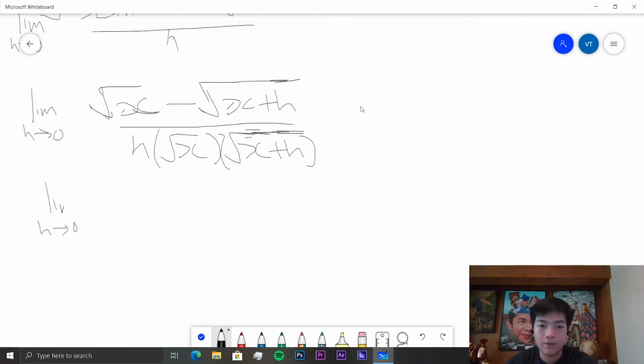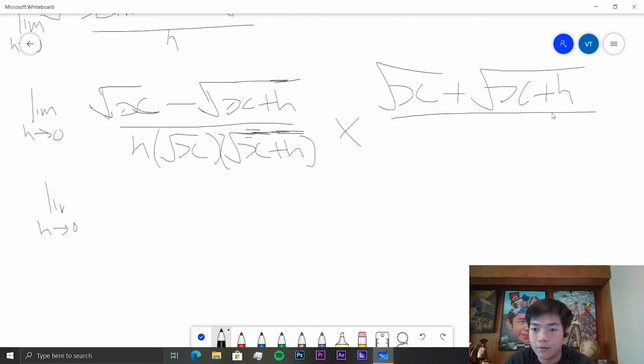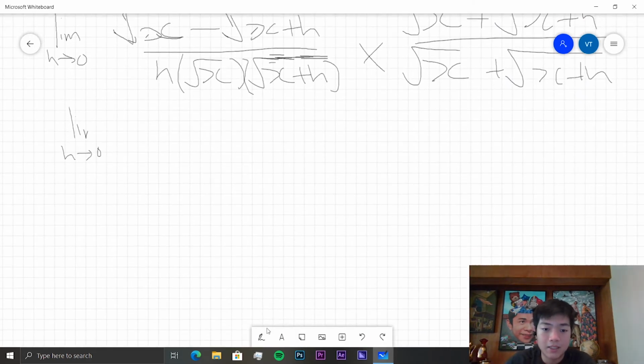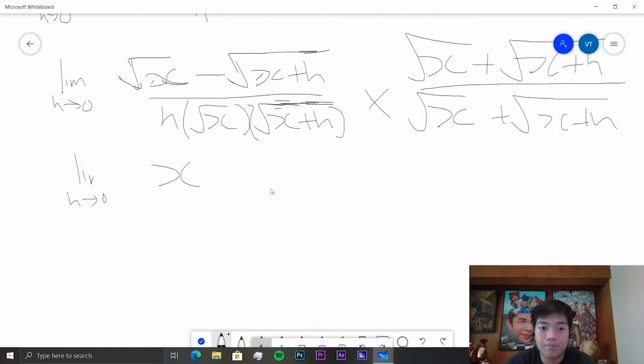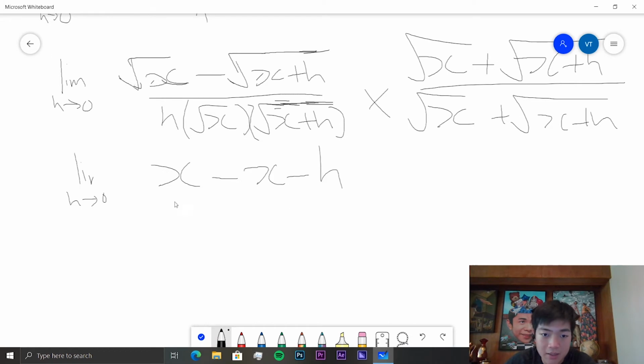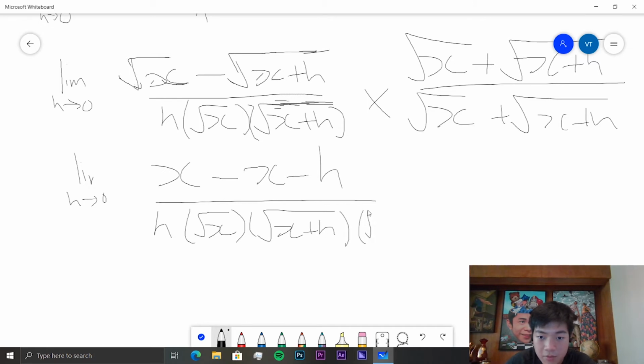So the next step we want to do is rationalize the numerator. And so we need to multiply this function by root x plus root x plus h over root x plus root x plus h. And so this should be able to rationalize the numerator. So this will simply be equal to x minus x minus h over h times root x times root x plus h times root x plus root x plus h.